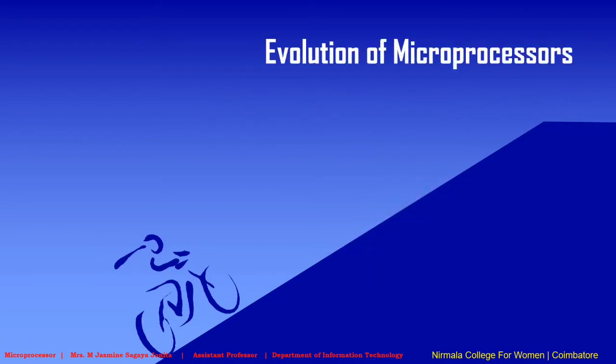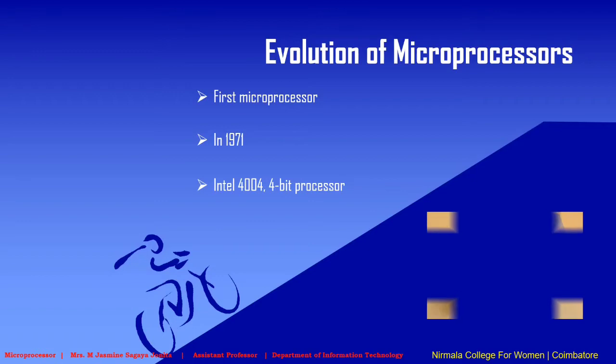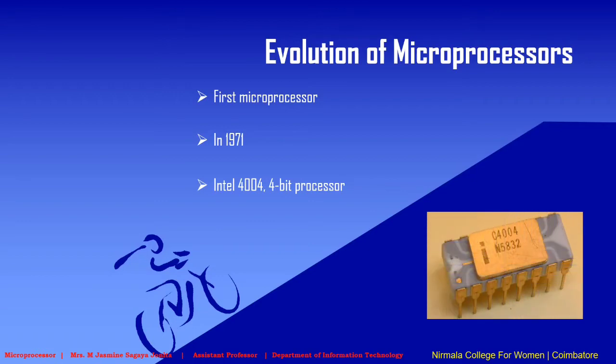Next we'll pass on to the evolution of microprocessors. The first microprocessor was Intel 4004, which was introduced in the year 1971. Intel introduced 4004, which was a 4-bit processor, and it was capable of performing 4-bit operations.